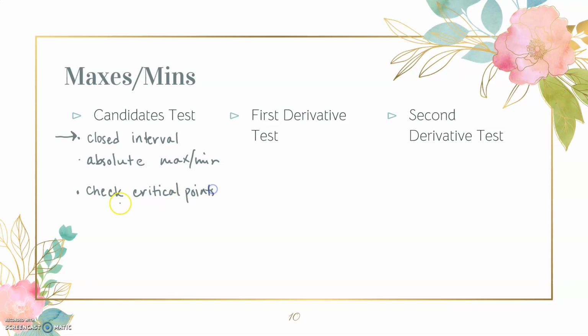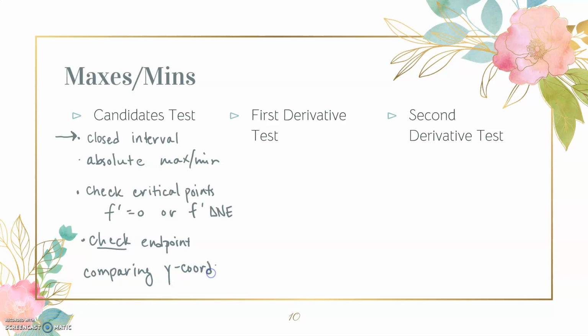Critical points are when f prime equals 0 or when f prime does not exist. So those are the critical points you're going to check, and then you're going to make sure that you also check the endpoints. And when I say check, it means you are comparing y coordinates. The way you get y coordinates is you plug your x coordinate into f of x. So you're not using f prime when you're comparing, you're using f because you want y coordinates.